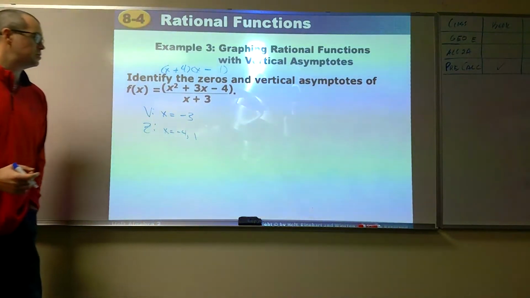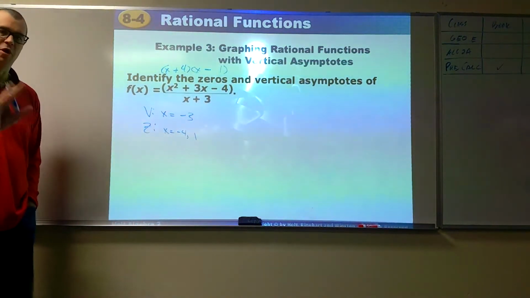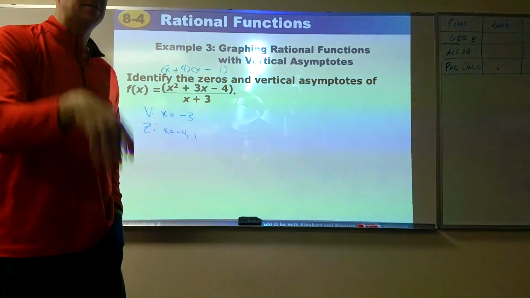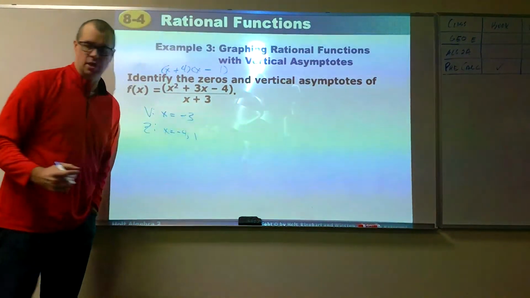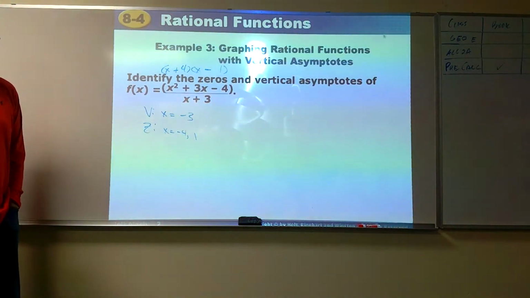Horizontal asymptotes, let me start over. Vertical asymptotes, what makes the bottom 0. Zeros are what makes the top 0. We'll get into horizontal asymptotes here in a minute.